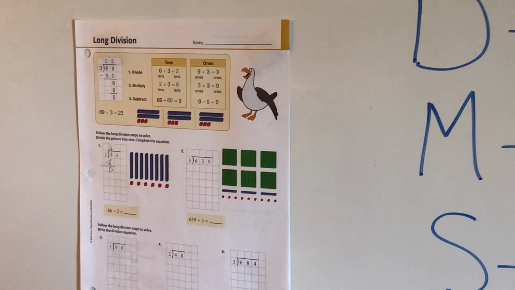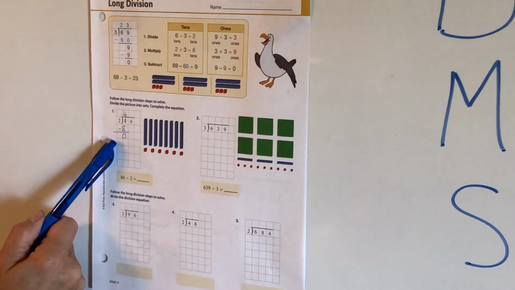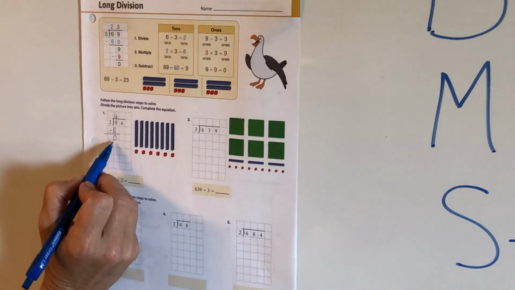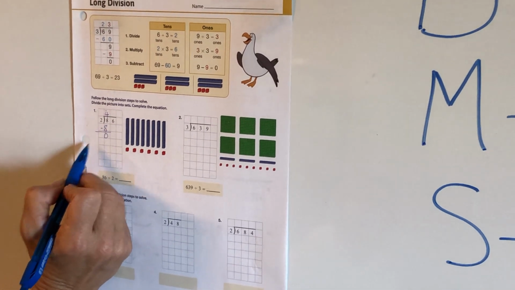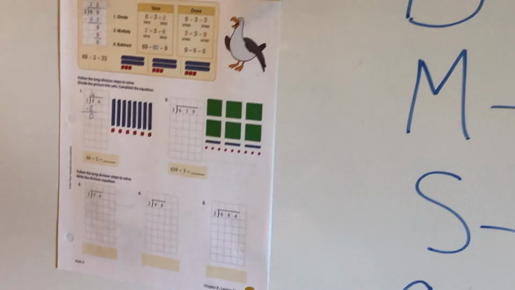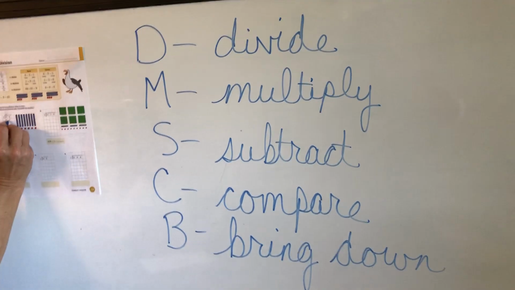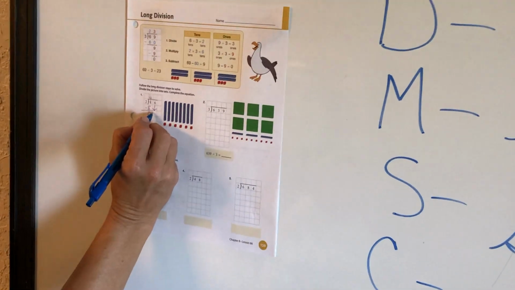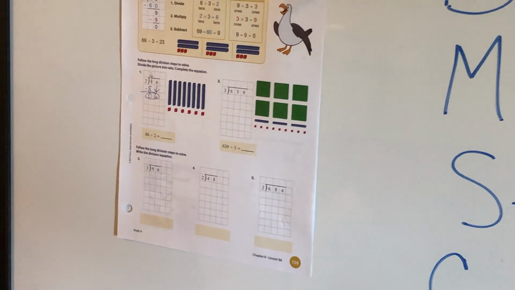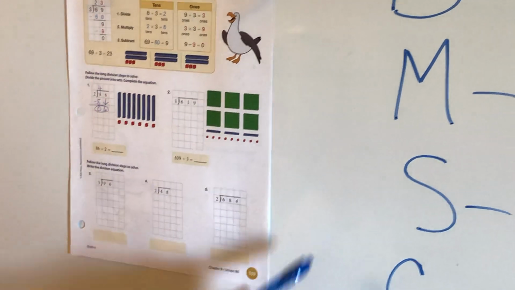Now we compare. We're going to compare 0 and 2. This right here is your new dividend, and it needs to be smaller than your divisor. 0 is smaller than 2. So now we can go to the next step, bring down. Let's make an arrow and bring down the 6, and this becomes your new dividend. Now we want to repeat.